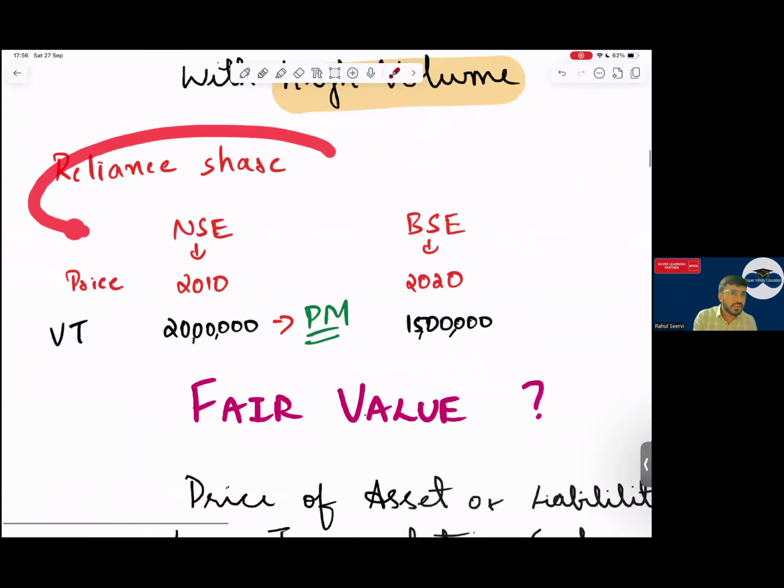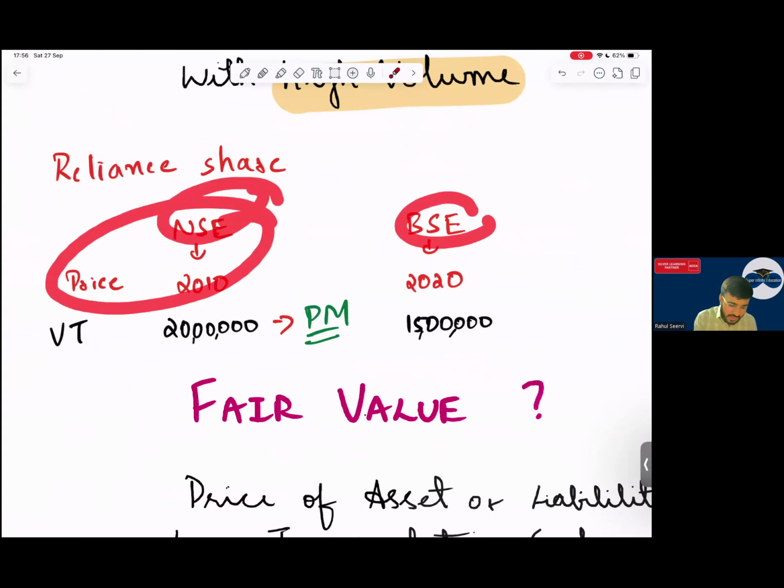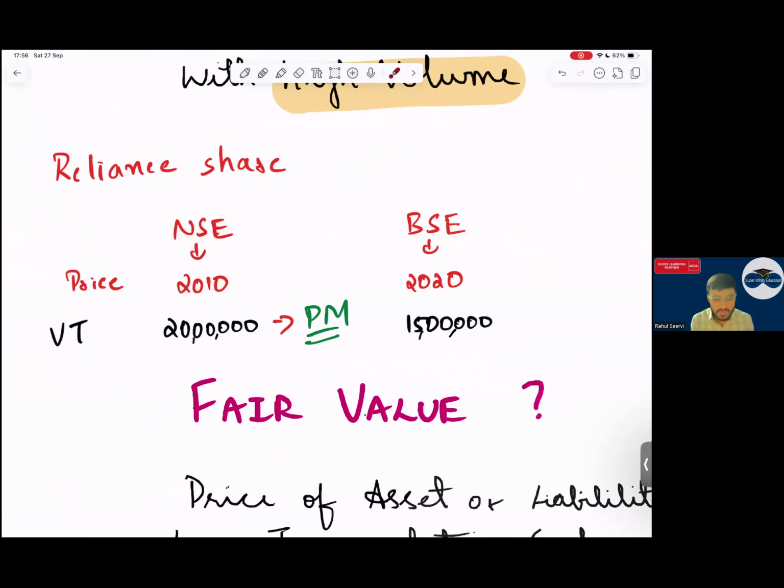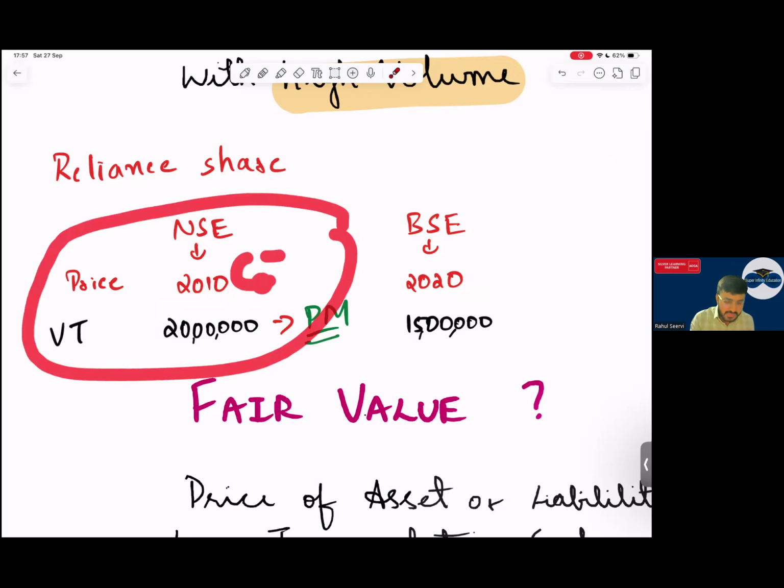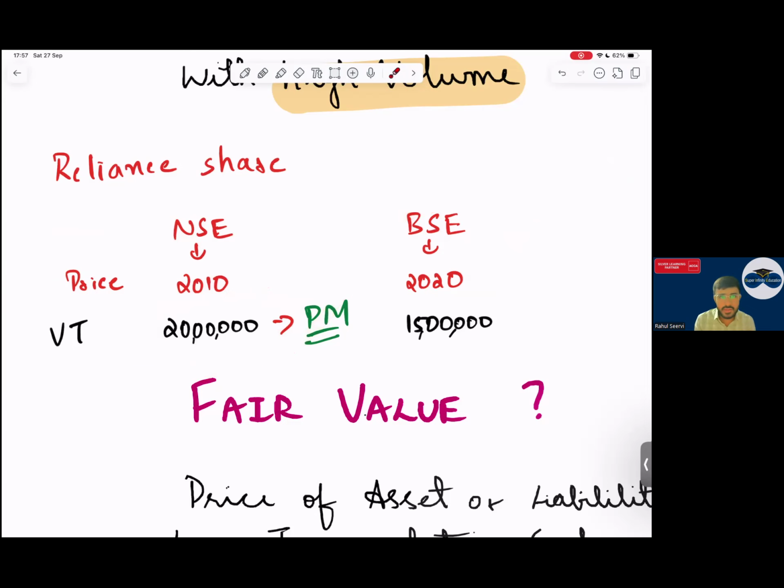I want to calculate the fair value of Reliance shares. So I say NSE and BSE, these are two different markets. On NSE, the price is 2010. Here the price is 220. Many students will say, sir, BSE, this 220 should be the fair value. But no, the concept says what? Principal market. So principal market is where the volume of transactions is very high. So can I say the volume of transactions in NSE is very high? Even though the price is more in BSE, which one will be the principal market? The principal market will be NSE, not BSE.